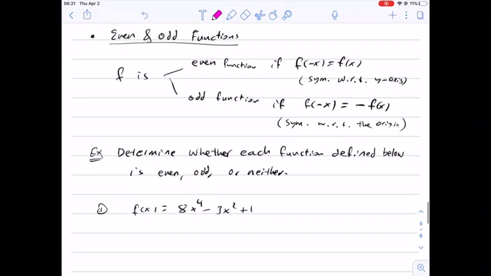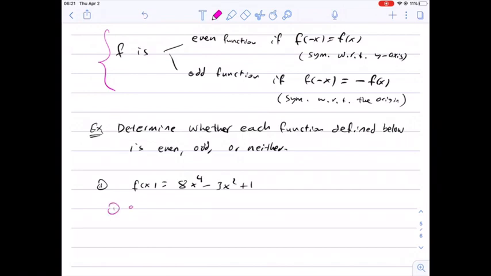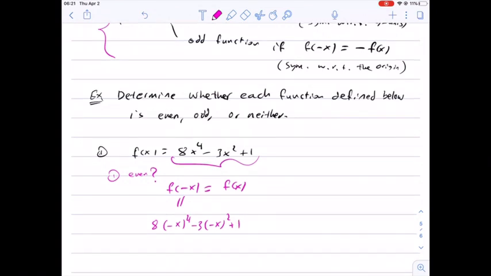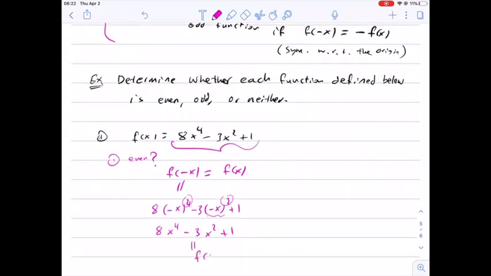Now for this function, let's apply this rule. Let's see if it is even. If f of negative x equals f of x, then it's even. So let's substitute negative x. We get here 8 times negative x to the 4th minus 3 times negative x squared plus 1. But if we have an even power, we still have a positive value. So it's 8x to the 4th minus 3x squared plus 1. But this is the original function f of x. So yes, it's even.